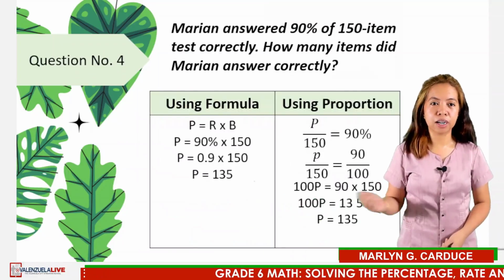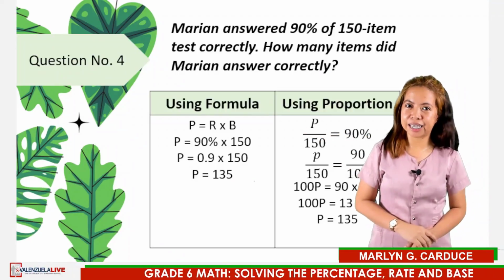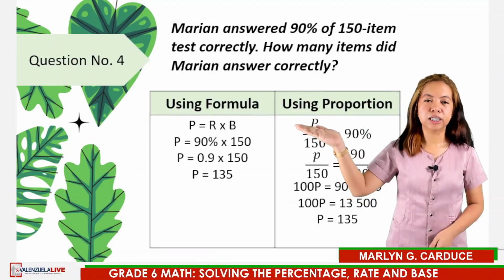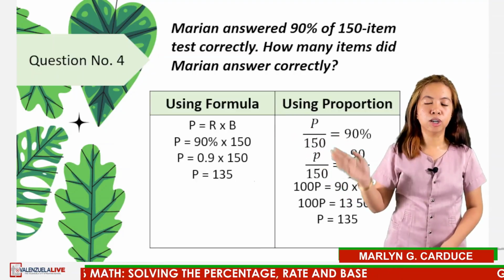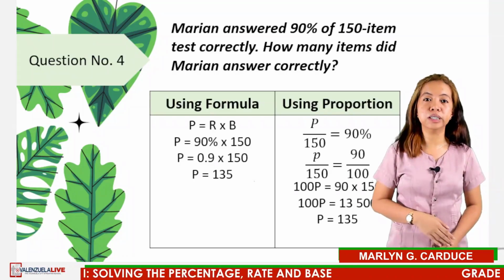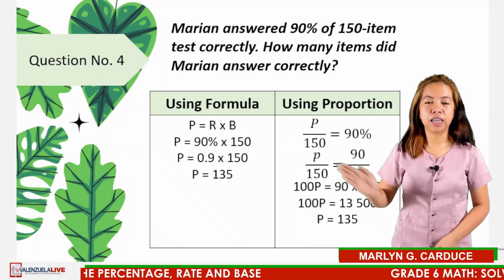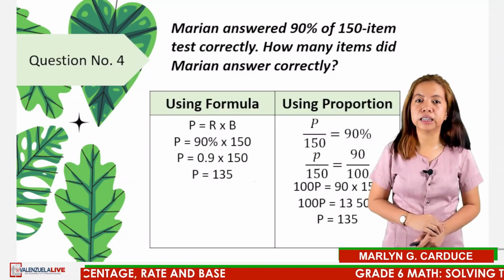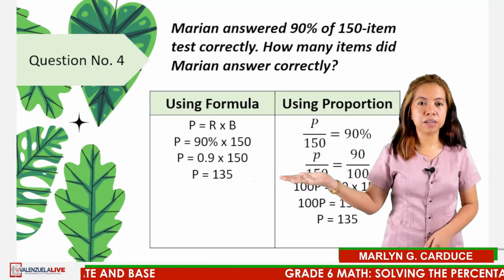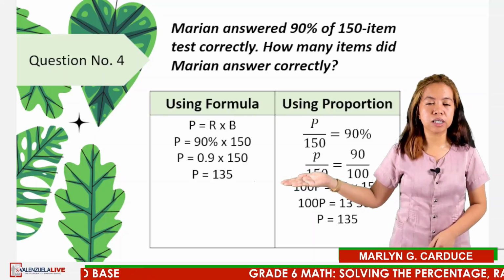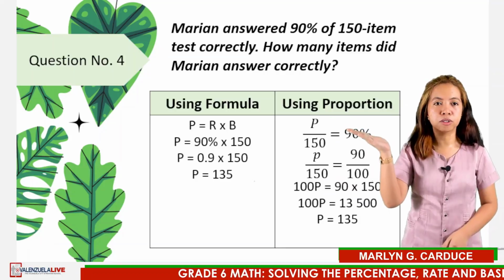So how did we come up with the answer of 135? Let's see. Using the formula, percentage is equal to rate times the base. To solve for the percentage, all we have to do is to multiply 90% by 150. And then change 90% into decimal form, and that will be 9/10. Then multiply it by 150, and we get 135.